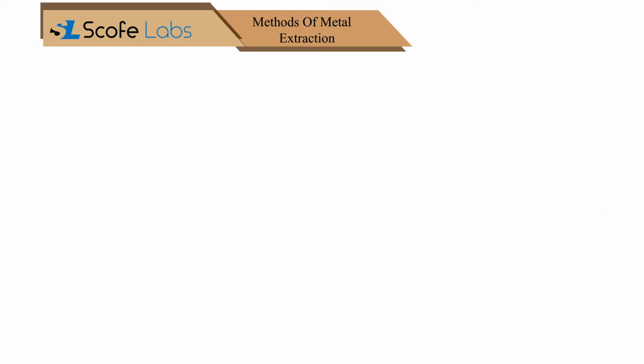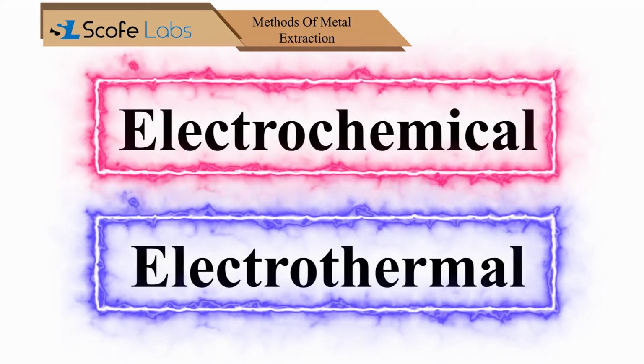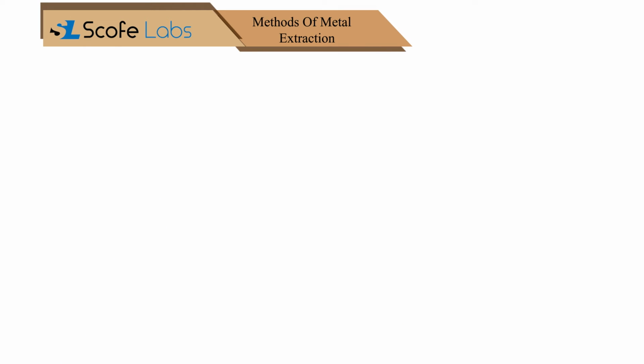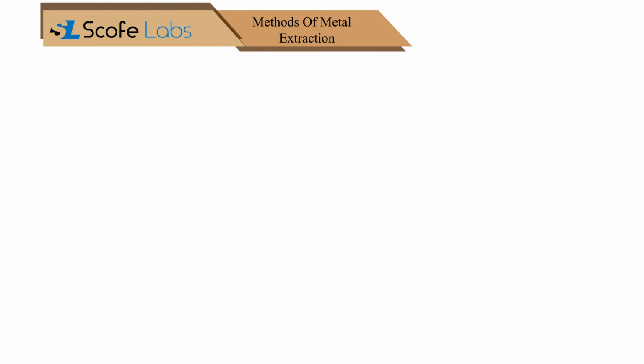Electrometallurgy is based on electrochemical and electrothermal processes. In the electrochemical process, an anode and cathode are used to refine the metal from ores. In the electrothermal process, heat is generated by means of electricity, and metals are extracted from the furnace.